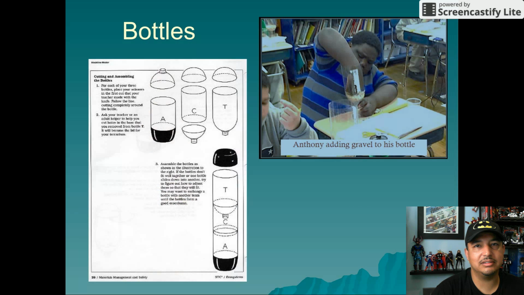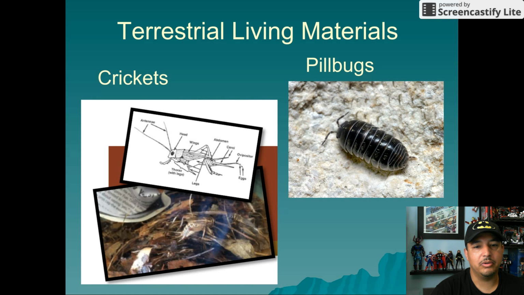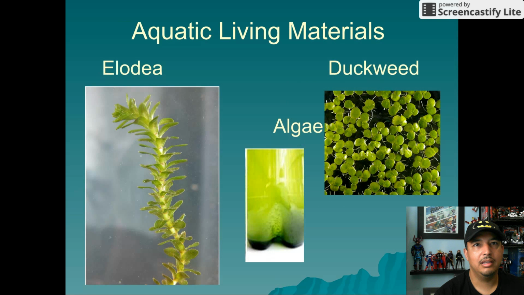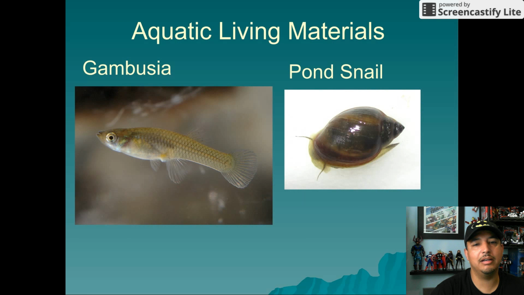Now, let's discuss the living materials that you'll be getting for this unit. For starters, you'll be ordering the following organisms for this unit: crickets and pill bugs for the terrarium, Elodea, algae, and duckweed for the aquarium. You will also be getting gambusia or mosquito fish and pond snails for the aquarium.